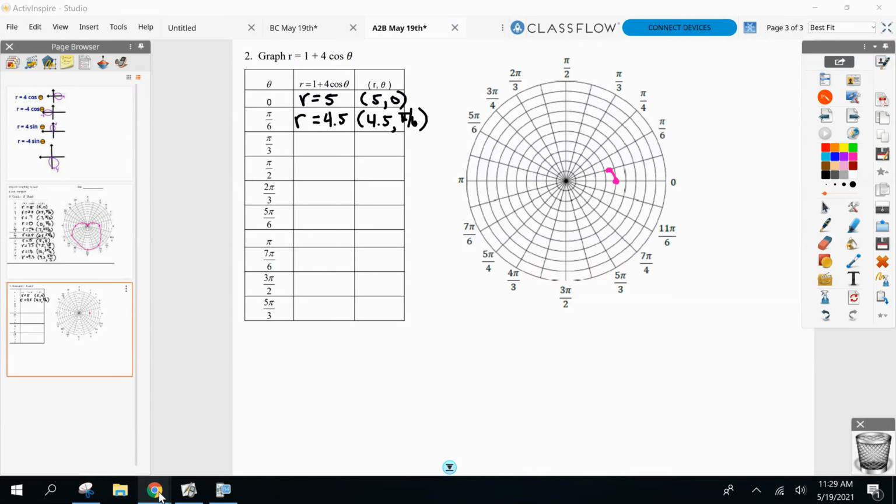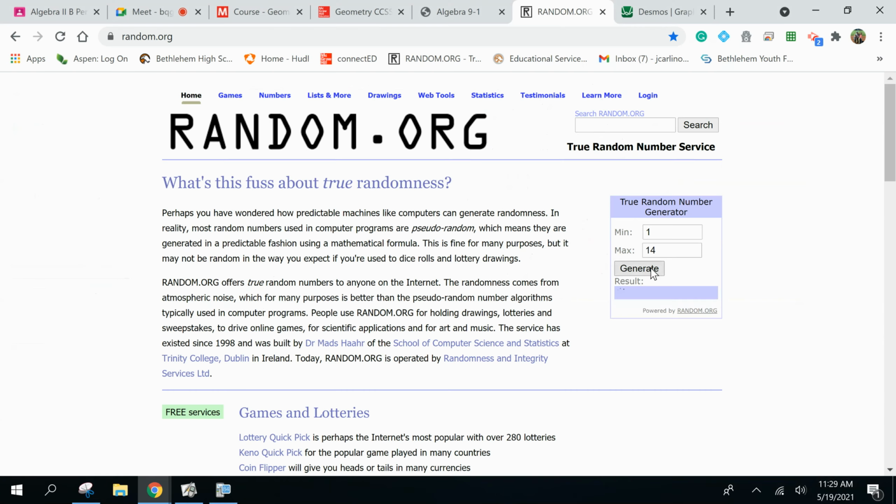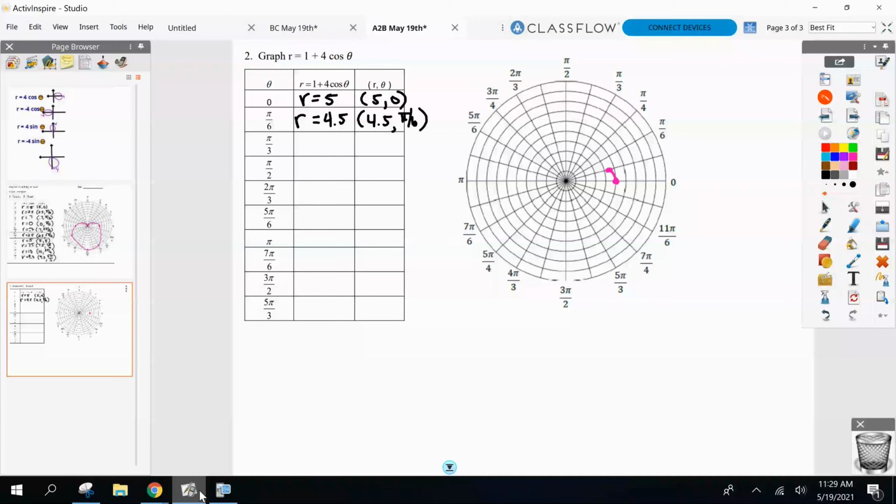Okay, pi over 3. I know this is a pain, but I want to make sure we're paying attention here. Pi over 3, 3. Yep, that's what I got. Pi over 3. There we go.